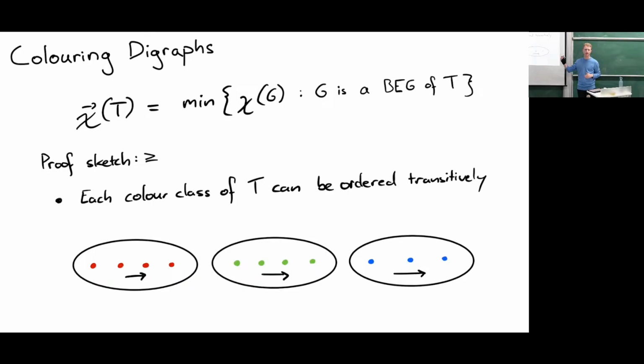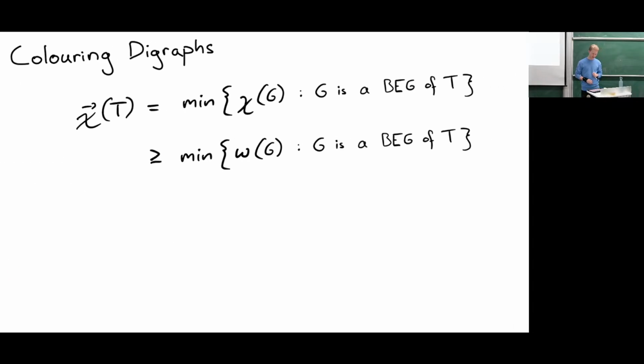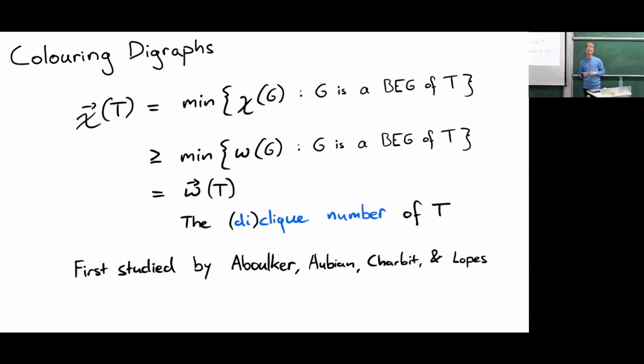And we don't care about the edges between different color classes because we just keep the same coloring. So these two are equal. And well, this is pretty nice because for coloring we do have a bound, namely the clique number. And this is exactly the notion of the die-clique number of a tournament.